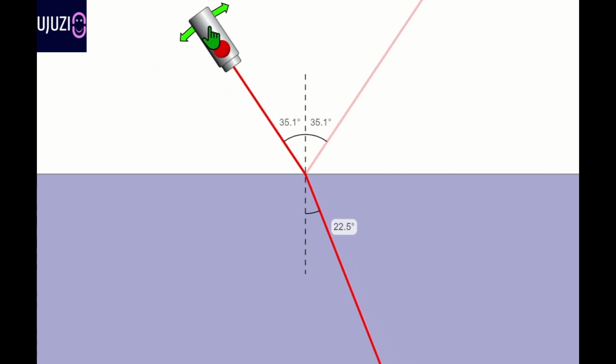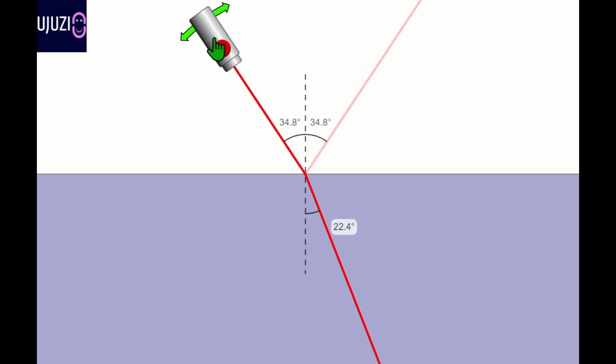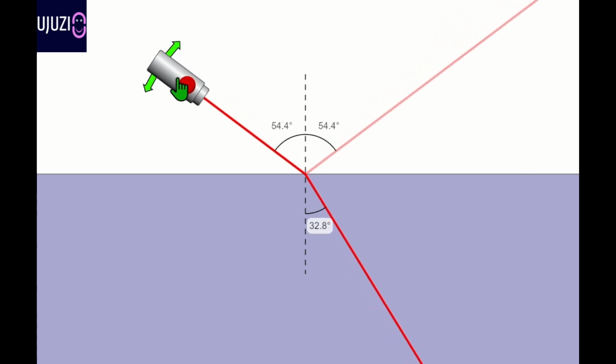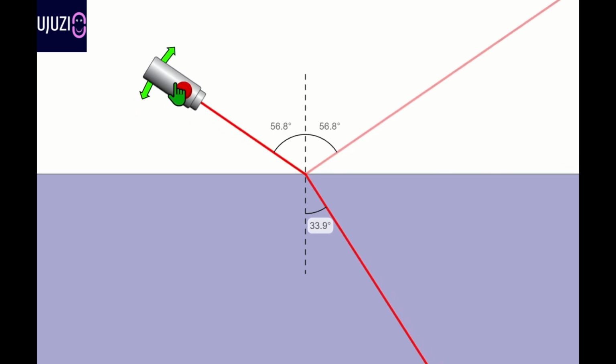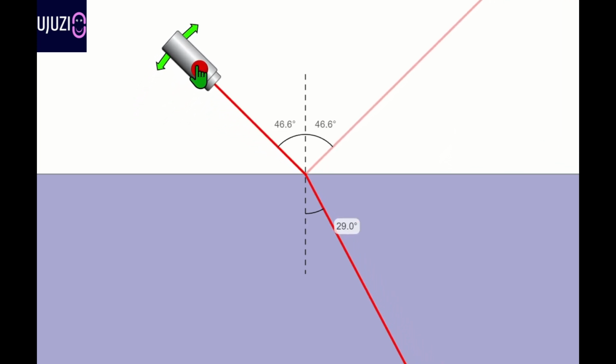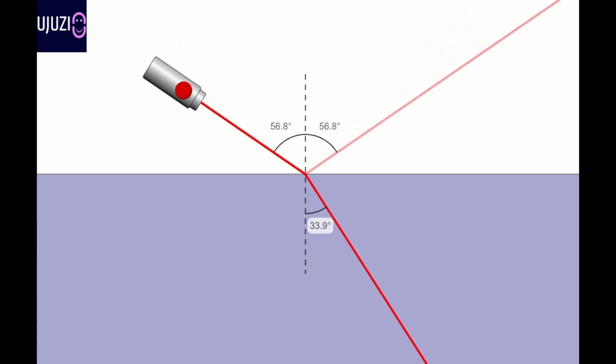As you can see, if I change the incident angle, the reflected angle changes and the refracted angle also changes. And this will also determine the amount of light that is actually passing through our sample. This is very important to take into account.